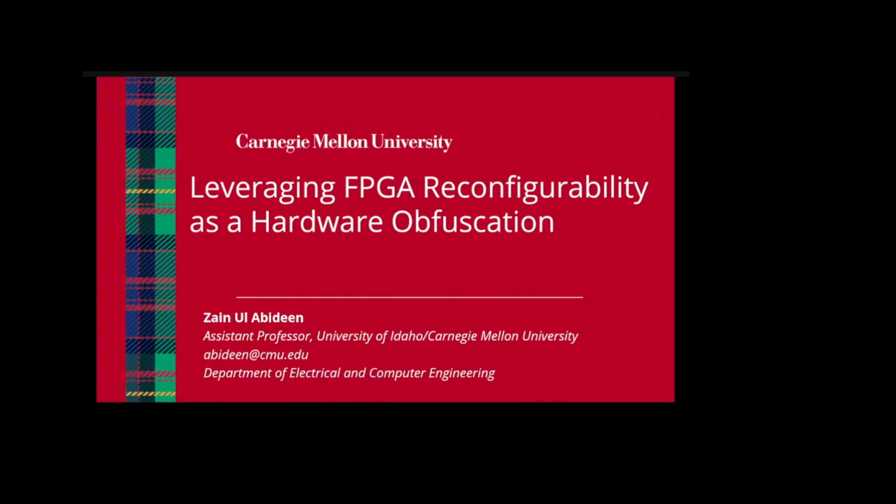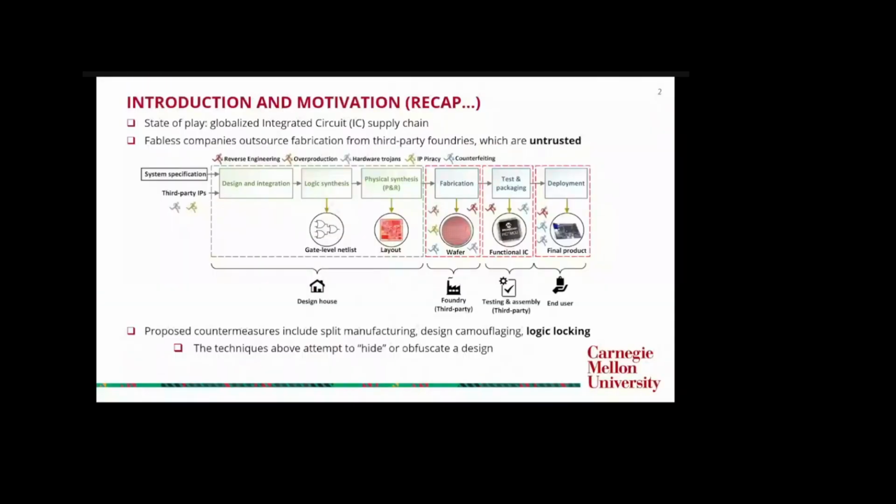So here we will be focusing on how to leverage the FPGA reconfigurability for hardware obfuscation. To give a little bit of introduction and recap, we know that today the IC design market, or the vendors, actually outsource fabrication to third-party foundries. It means that they do not have the capability in-house to fabricate their ICs on their own, right?